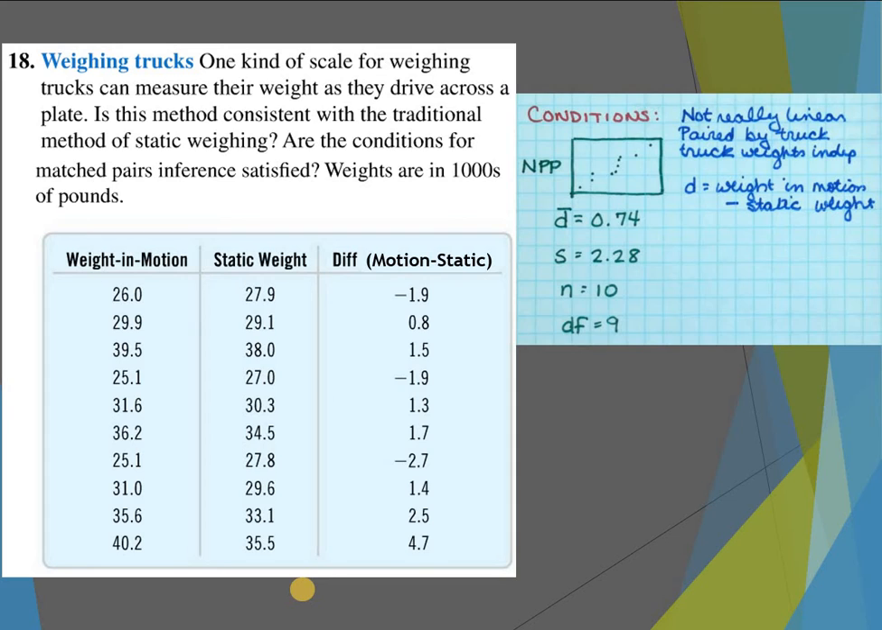That is not linear. It is paired by truck, and truck weights should be independent. 2 out of 3. But I would be very, very careful about how I interpret my results because the data was not normally distributed. Sometimes that's all you can say. It's not a perfect world that we live in, but you've got to recognize the fact that there are things that can get in the way.